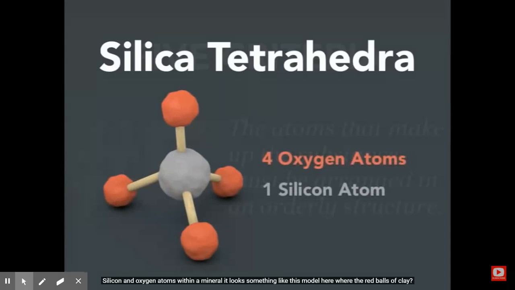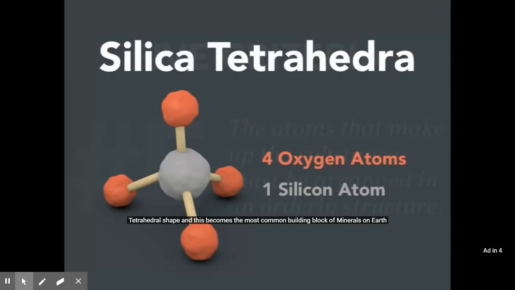It looks something like this model here, where the red balls of clay represent oxygen atoms and the gray is a silicon atom. And you can see they're bound together in this tetrahedra shape, and this becomes the most common building block of minerals on Earth. So that's what we mean with this.